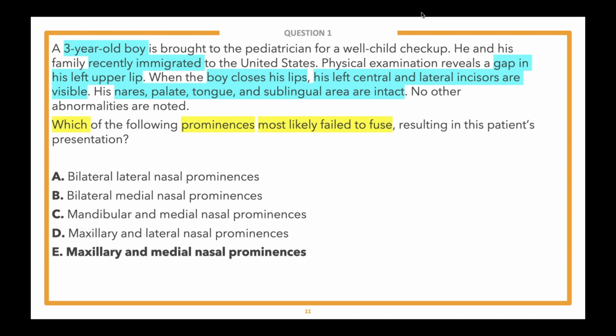Excellent. Thank you, Paras. Great job, everyone. Let's go ahead and move on now to our second question of the evening.